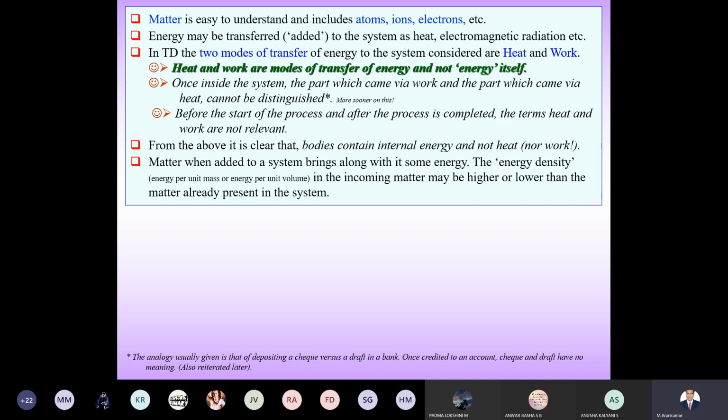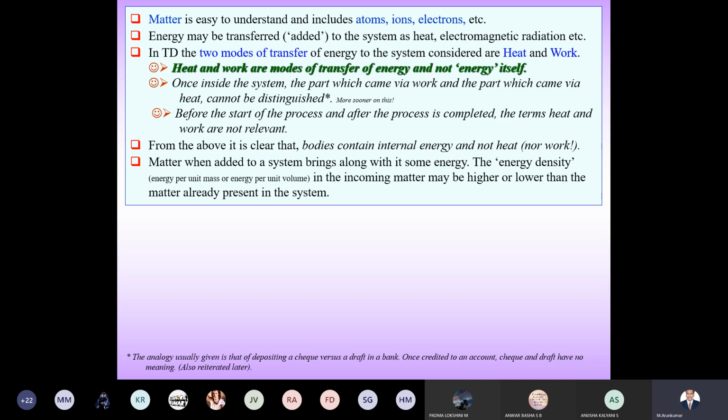From the above, it is clear that bodies contain internal energy and not heat. So all matter initially has its own internal energy. But we are calling that heat energy, right? So we want to be clear about what internal energy is and what heat is. That we are calling work. So internal energy is different, and heat, that is work, is different. So all matter will have internal energy.